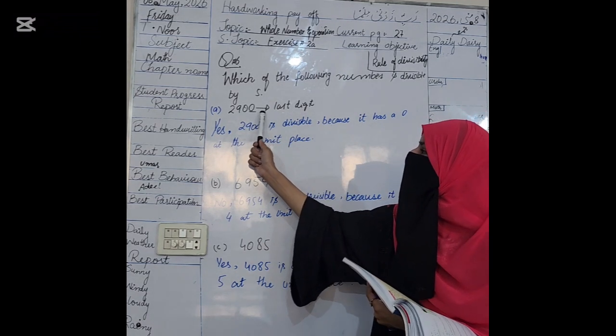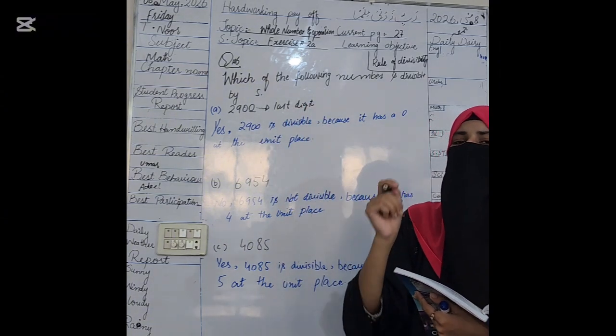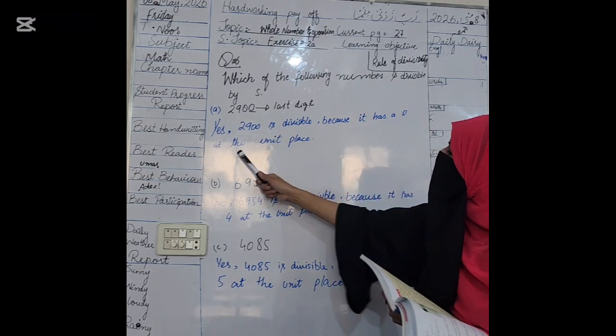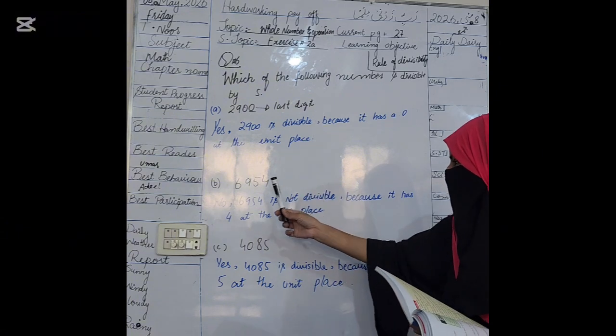Because unit place is the last digit. जब भी किसी नंबर के लास्ट पे 0 या 5 होगा वो नंबर 5 पे divisible होगा. So it has a 0 at the unit place and the last number is known as the unit place.